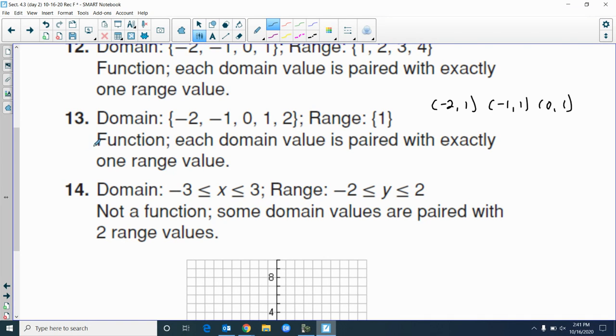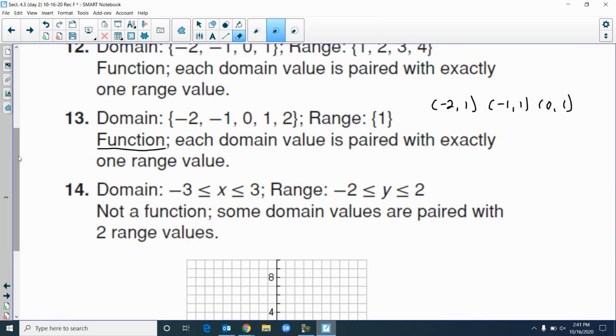It is a function, and here's why, because each member of the domain only goes to one member of the range, and it doesn't matter that it repeats. It is only not a function if -2 goes to 1 and then later on -2 goes to another number. That is not a function. And it's okay if different x values go to the same y value.